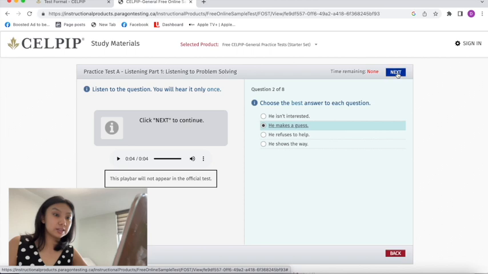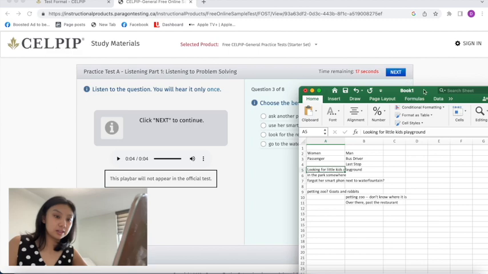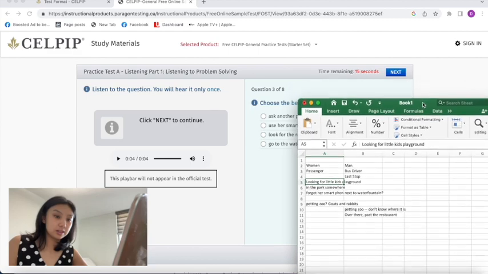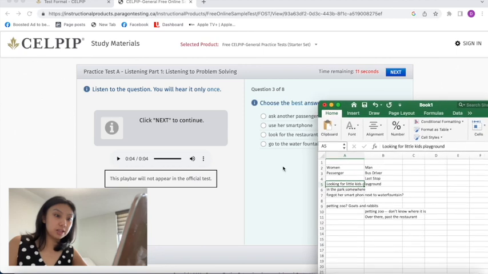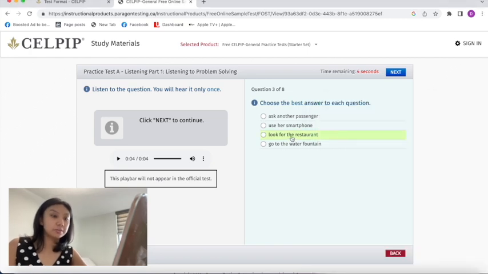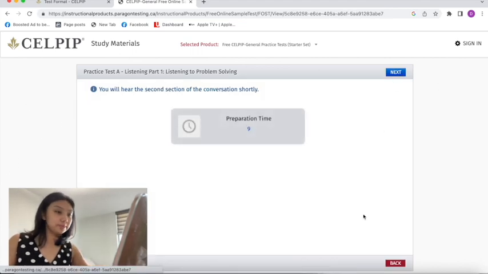Then you press next. Question 3. What will the woman probably do next? So, what will she probably... Ang binigay na instruction is over there past the restaurant. So, most likely, siguro, she will look for the restaurant para makita niya yung little playground. Next part of the conversation, you have 8.